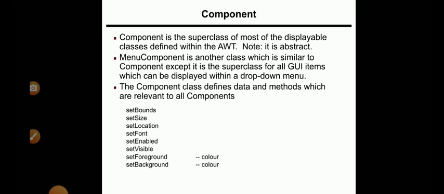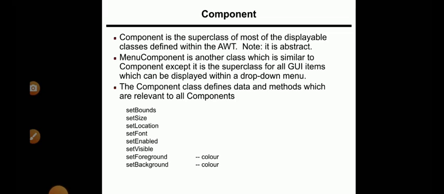First we are going to discuss the component. The component is the superclass of this AWT class. The component class defines the data and methods which are relevant to all the components. The methods we can use in components are setBounds, setSize, setLocation, setFont, setEnabled, setVisible, setForeground and setBackground.